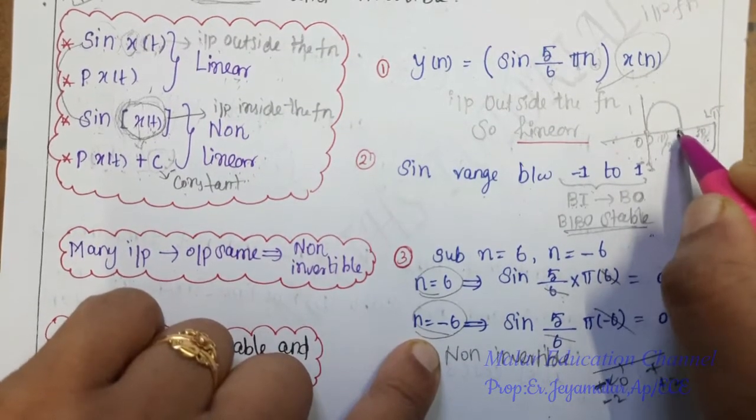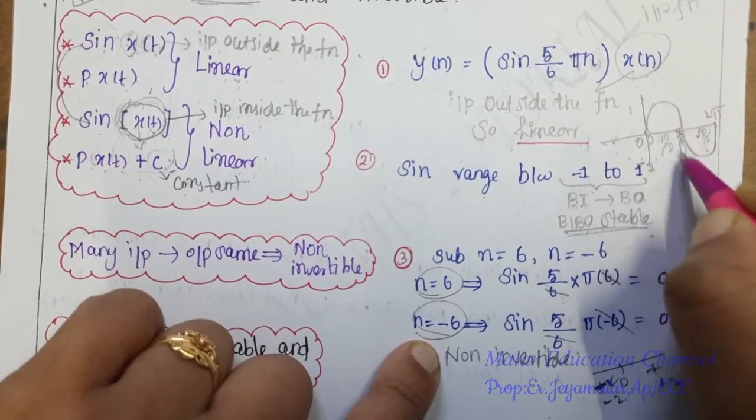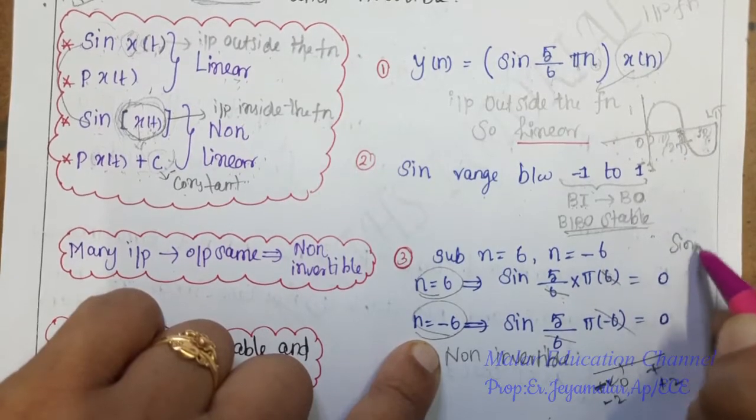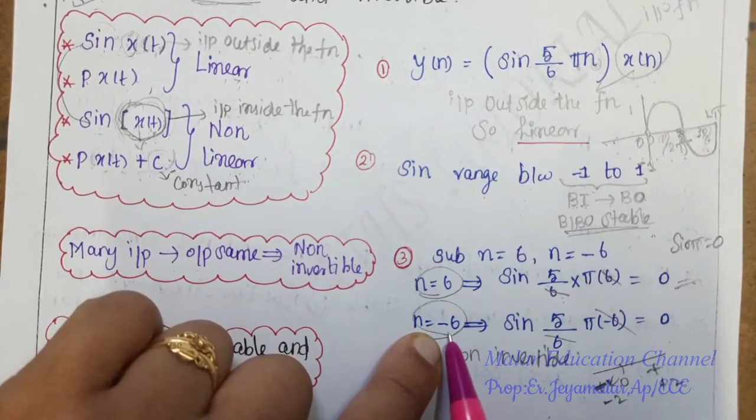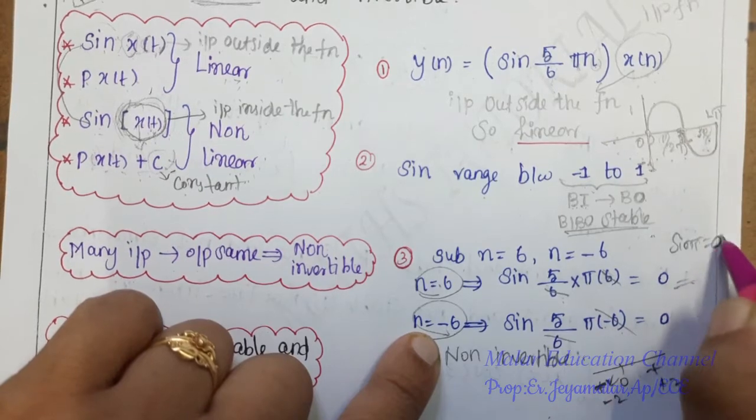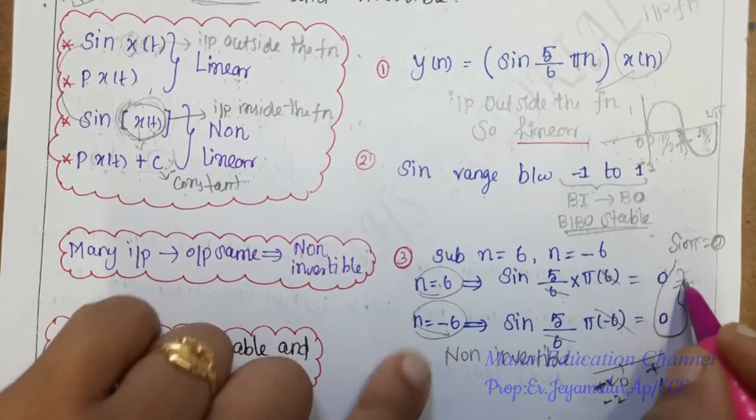See here, this is a waveform. Sine pi, this is pi. Sine pi is 0, so the answer is 0. And substitute -6. This is the plus value, this is the minus value. So -6 means both get cancelled. Anyway, sine minus pi equal to 0. The answer is 0 only.